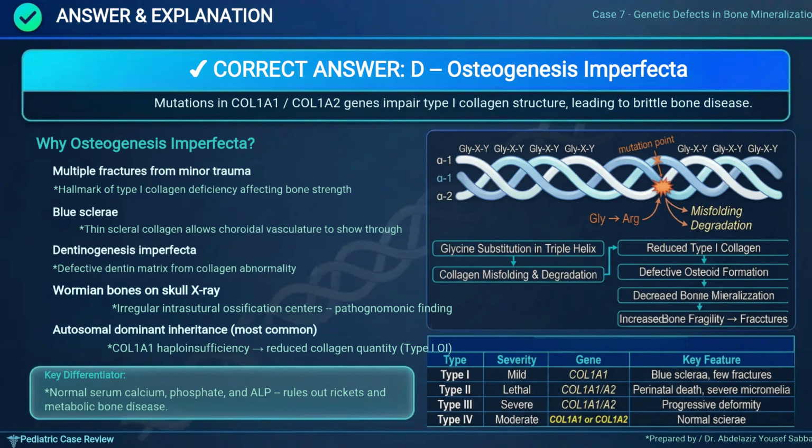The key differentiator in this case is that serum calcium, phosphate, and alkaline phosphatase are all normal, ruling out rickets and metabolic bone disease. Marfan syndrome involves fibrillin 1 mutations. Ehlers-Danlos syndrome involves multiple collagen and matrix proteins, but not primarily COL1A1 or COL1A2 in the classic form. Hypophosphatasia involves alkaline phosphatase gene mutations with low alkaline phosphatase levels.